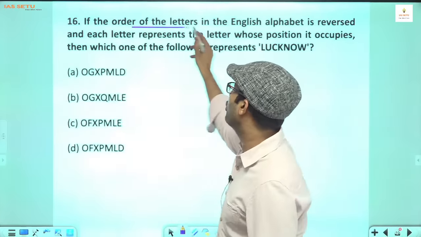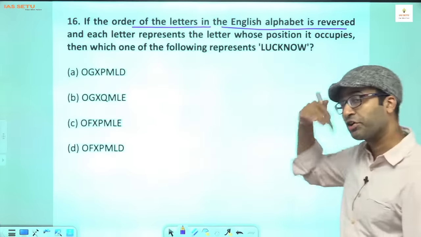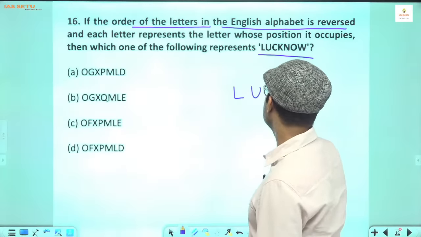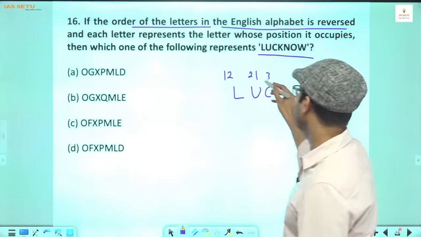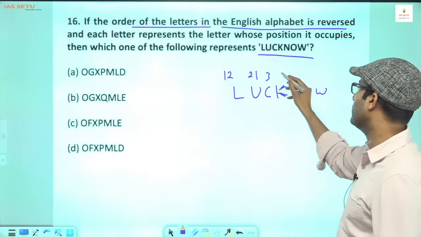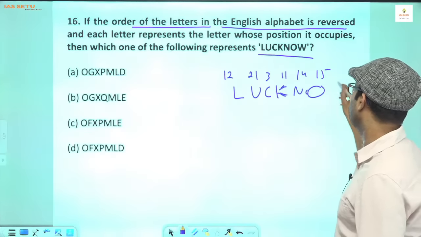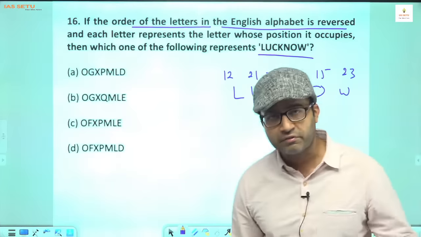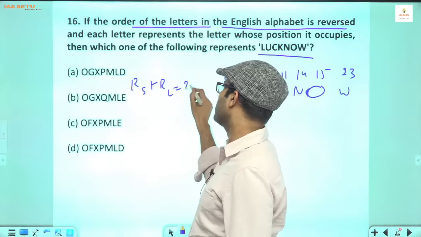Next is: if the order of the letters in the English alphabet is reversed. We have done this type of question, so reverse ranking can be used. So here Lucknow. L is the 12th, U is the 21st, C is 3, K is 11, N 14, O 15, W 23. So if you see the reverse ranking, ranking from the starting plus ranking from the last is 27.